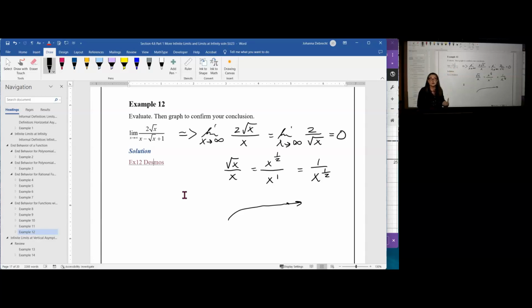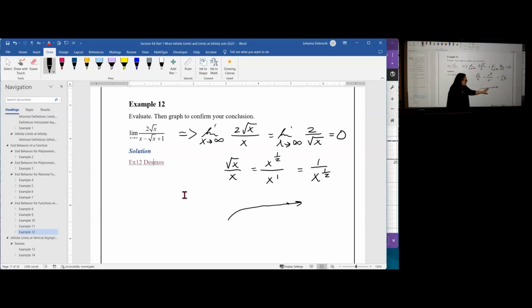In the numerator, it's the only term we have, 2 square root of x. In the denominator, you can think of the square root of x as x to the 1/2 power. 1/2 is smaller than 1, so the highest degree term in the denominator is x. Then you want to reduce these two terms by thinking of them with their rational exponents, 1/2 and 1. This becomes 1 over x to the 1/2 or x to the negative 1/2, which becomes 2 over the square root of x. This is a constant over something going to infinity.